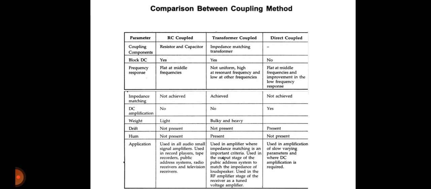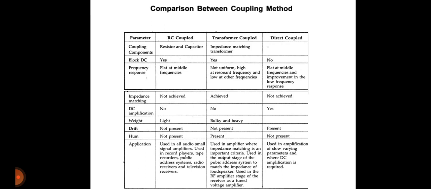Frequency response: flat at middle frequencies in RC coupled; in transformer coupled not uniform, high at resonant frequency and low at other frequencies. Here gain is falling in low frequency due to external capacitors, whereas at high frequency due to interwinding capacitance of the transformer. In direct coupled, flat at middle frequencies and improvement in the low frequency response. At high frequency in direct coupled it is falling due to internal capacitances. Impedance matching is not achieved in RC coupled, good in transformer coupled, and in direct coupled also not achieved. DC amplification in RC coupled amplifier no, in transformer coupled no, whereas in direct coupled amplifier DC amplification is possible.